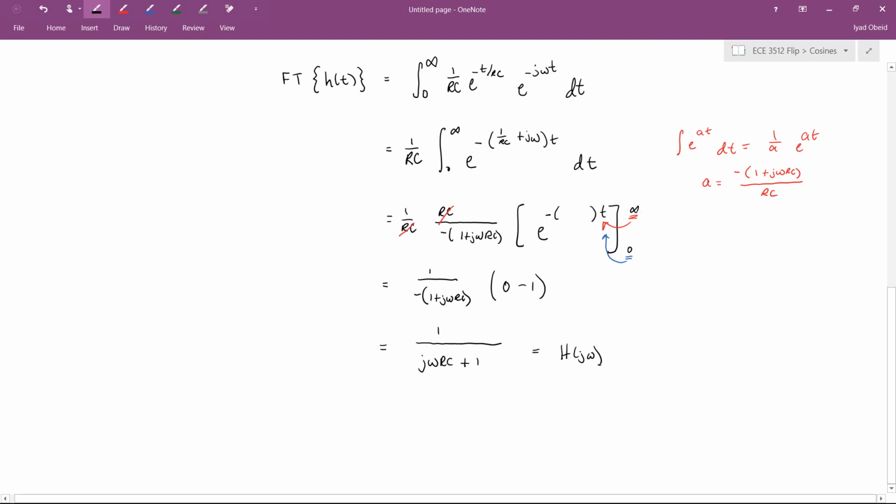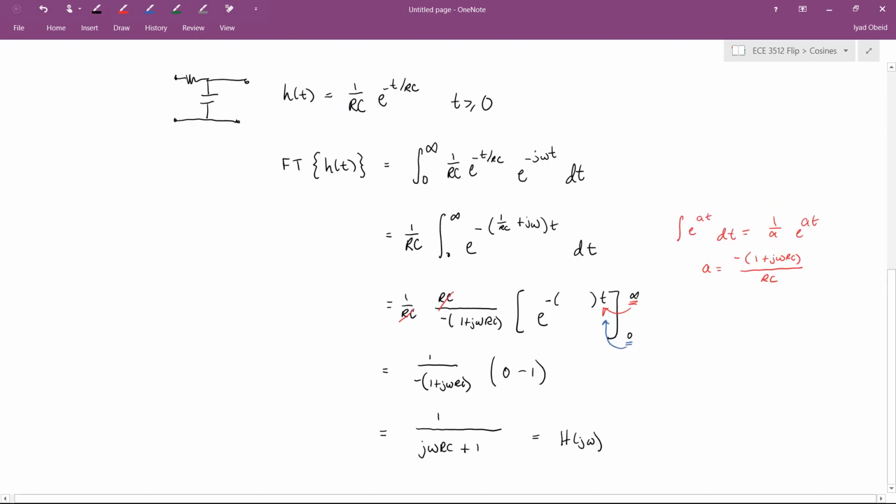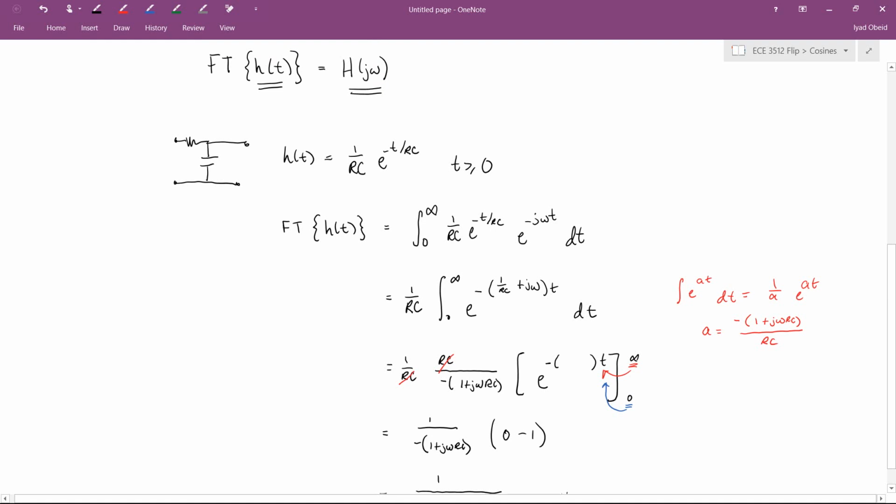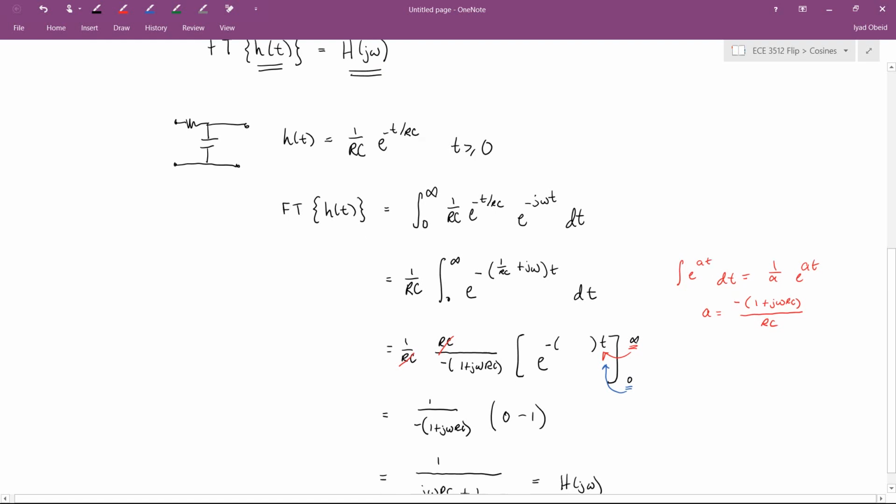So this relationship will always be true. The Fourier transform of the impulse response will always equal the transfer function. And that's a property that we're going to exploit in order to do time-based analysis of system dynamics.